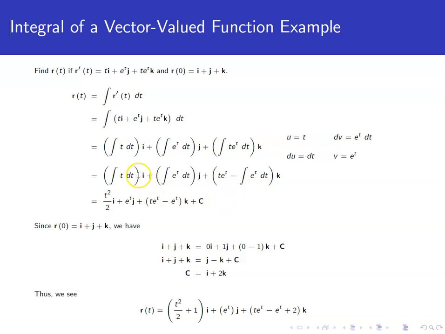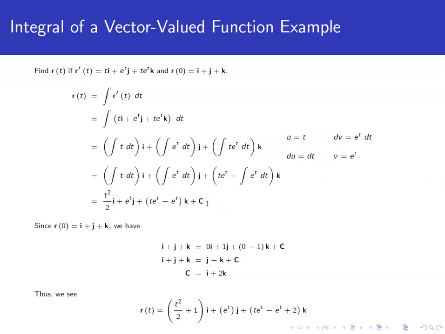Now we're ready to do our antiderivatives. An antiderivative for t is t squared over 2. Antiderivative of e to the t is just e to the t. And t e to the t minus an antiderivative of e to the t is just e to the t again. So we'll have t squared over 2 times i plus e to the t times j plus t e to the t minus e to the t times k, and then plus some arbitrary vector constant.